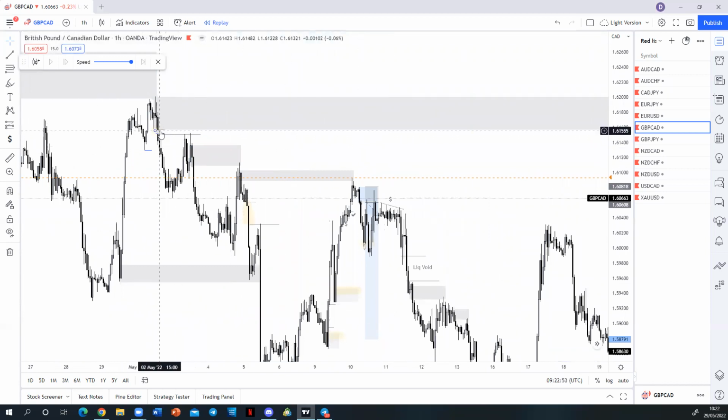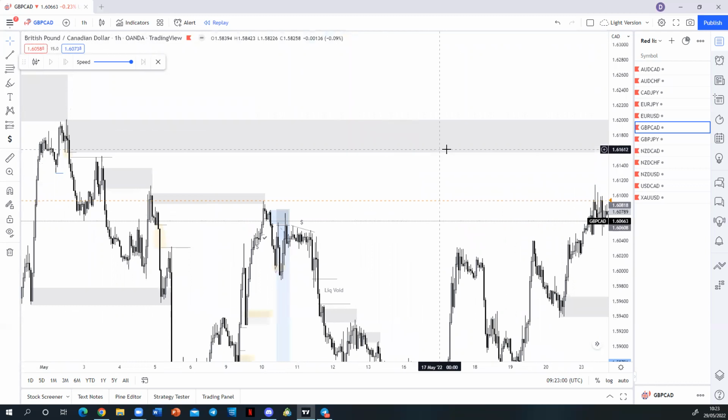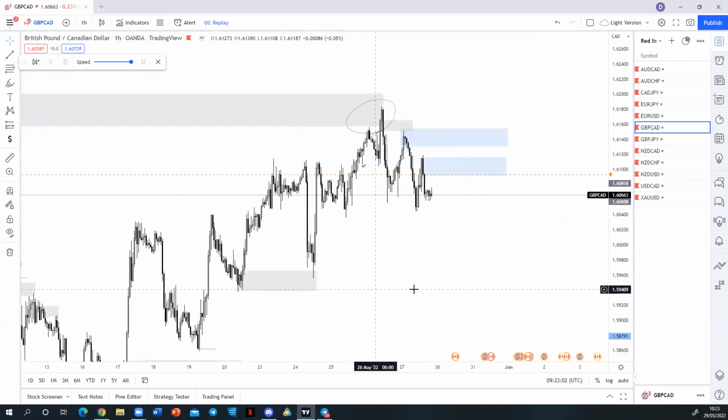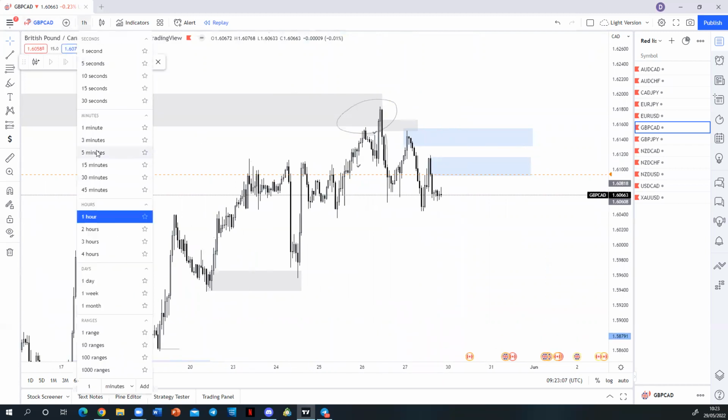So yeah, this area is, first of all, it's that second mitigation type of trade. It's got the liquidity void just underneath, or the imbalance, as many people like to call it. And then what we do want to see is price to start to break down. Now let's go down on the lower time frames.